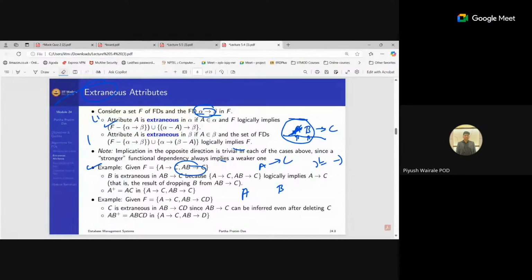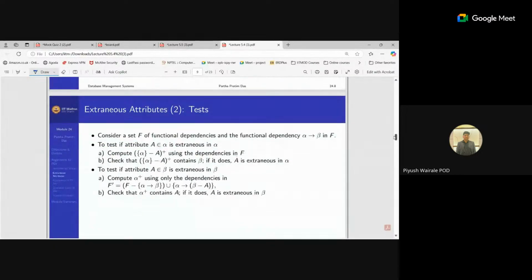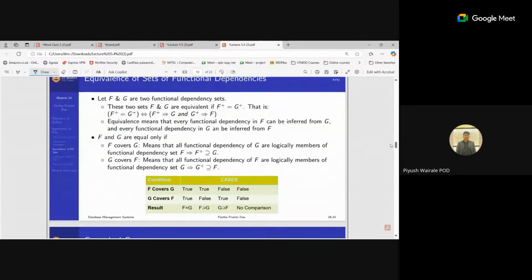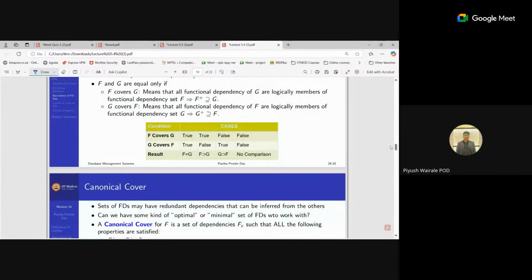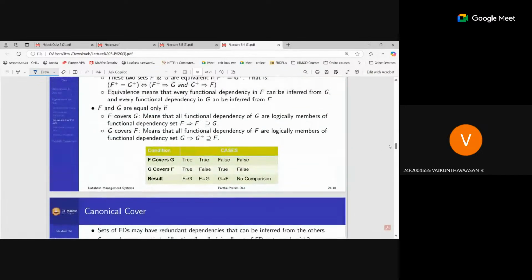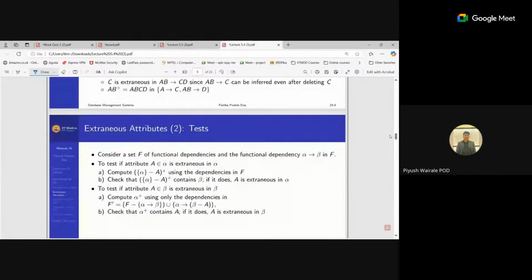Here you can say, simply remove that FD from the F, remove that attribute for which you are checking, add those remaining FDs inside that F plus, and see whether it is getting preserved or not. Okay, that's it. Same thing for right hand side we have to do. So you can see this here. It is given to us. The equivalent FD is also there. So, canonical cover.